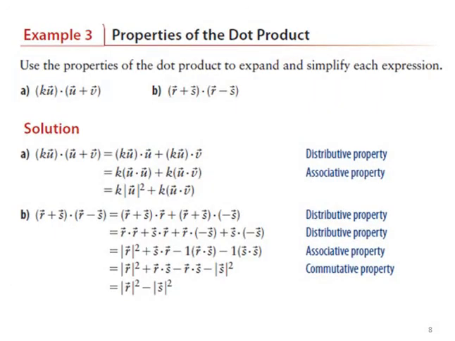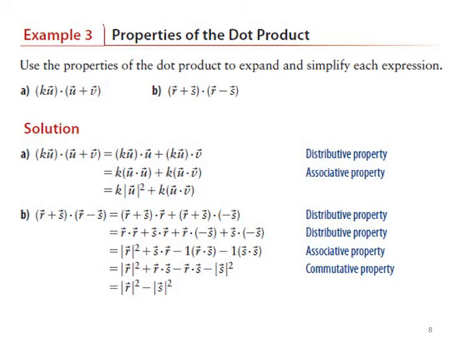Next example. Use the properties of the dot product to expand or simplify each expression. Part A. ku dot (u plus v). The dot product of ku and u plus v. So we can say we have ku dot u plus ku dot v. u dot u is going to be magnitude of u squared, and then we have k times u dot v. That's how we expand it.